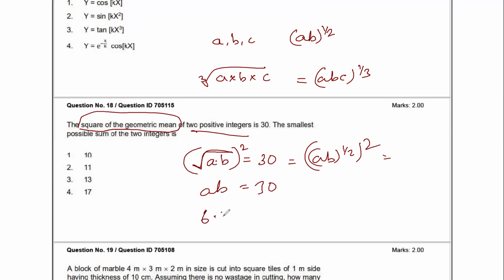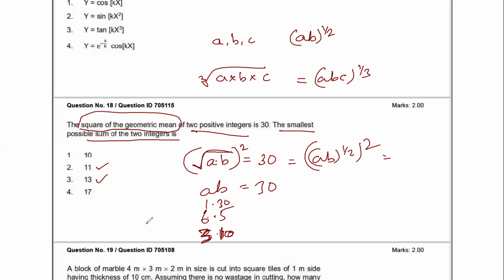So that means I'll take 6 into 5. I'll take 5 into, no, I'm sorry, 3 into 10. Yeah, I've got this answer. But the question is the smallest possible sum of the two integers. So the sum is, see, I'm getting a sum of 13 for 3 into 10, 6 into 5 gives 11. I've got 1 and 30. So 31. 31 option is not there.